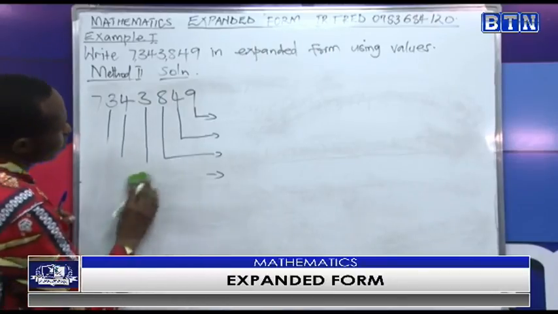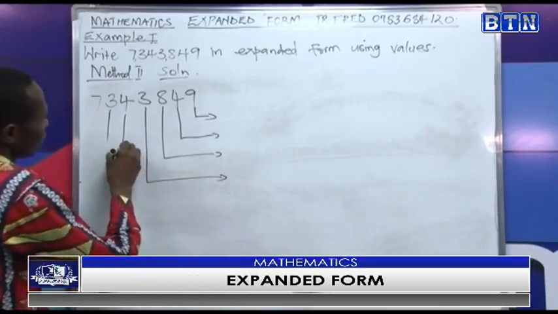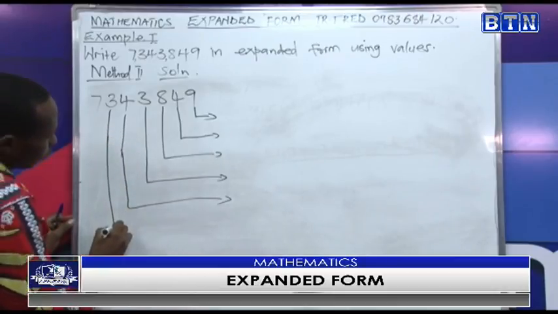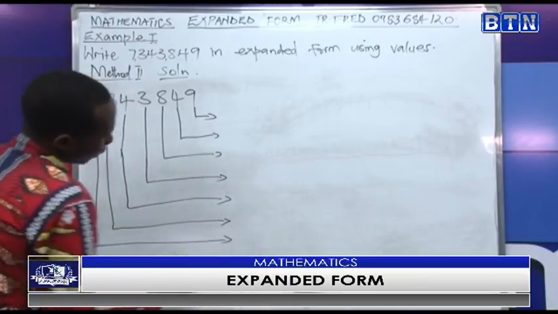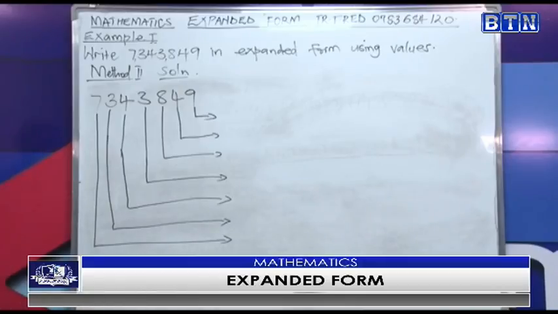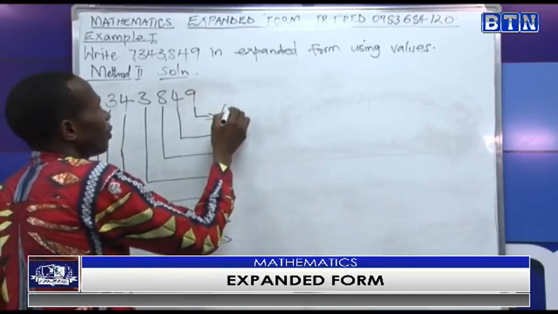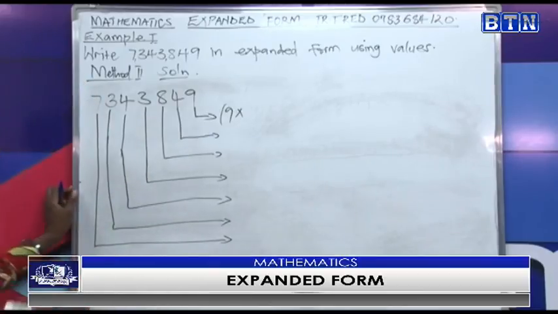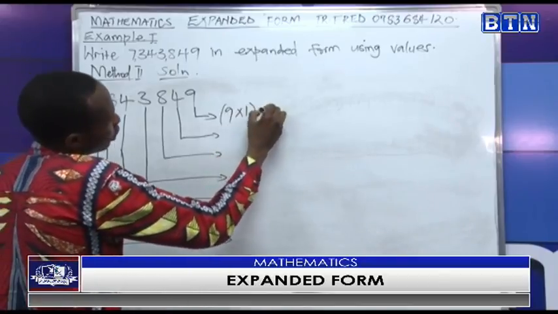My lines look to be unorganized. So after expressing everything here, we shall be in a position to express this number in expanded form using values. So let's begin with the first digit here. We shall have 9 times its place value. The place value of 9 in this case is 1, so I'll multiply it by 1, which will give us 9.